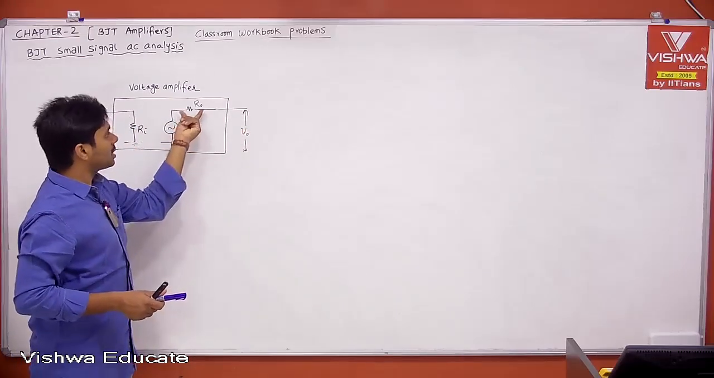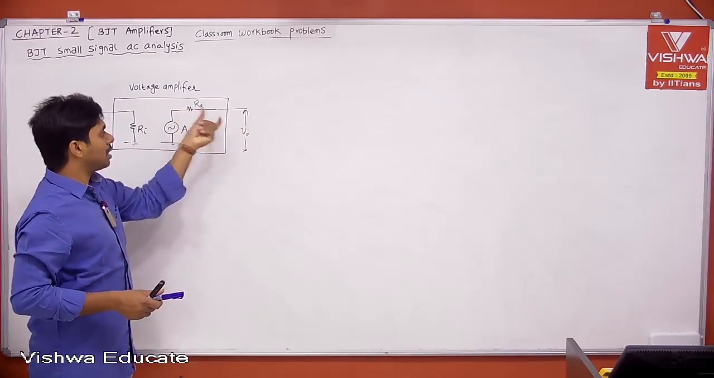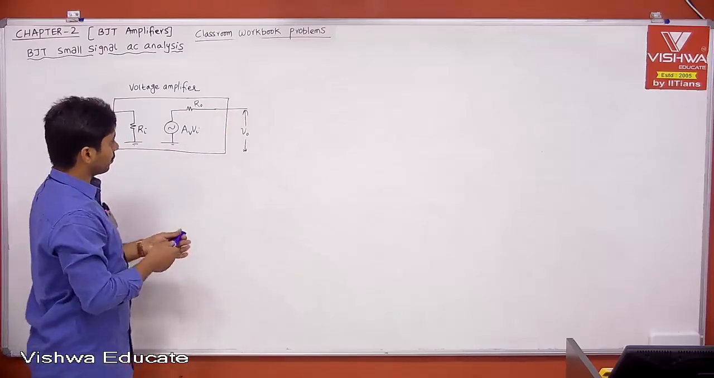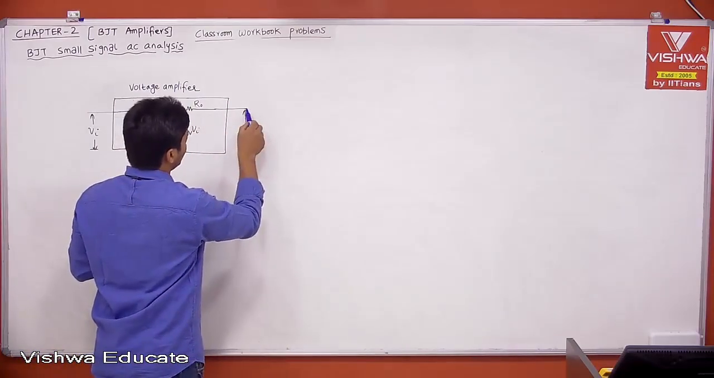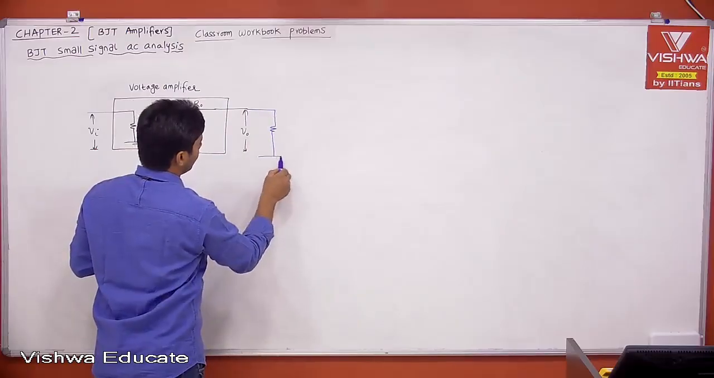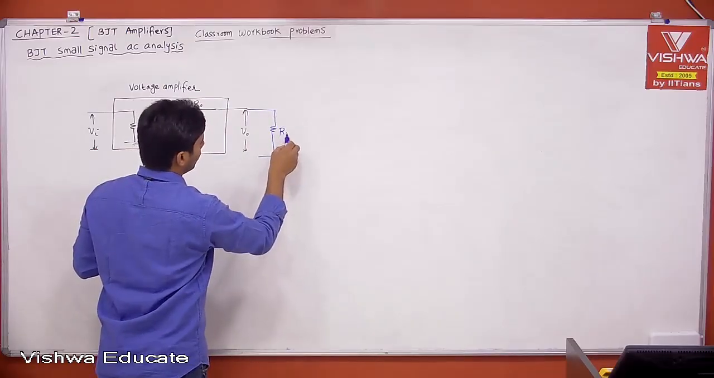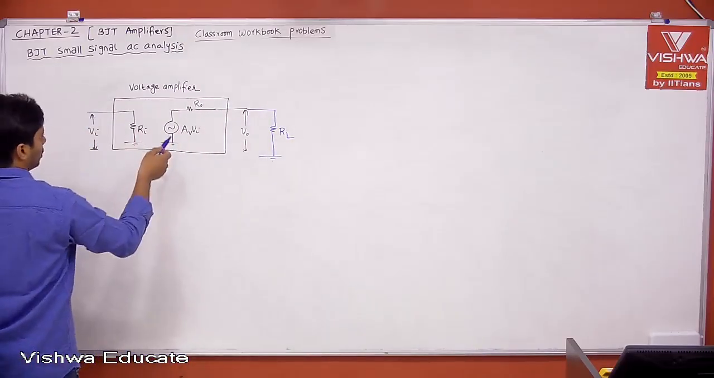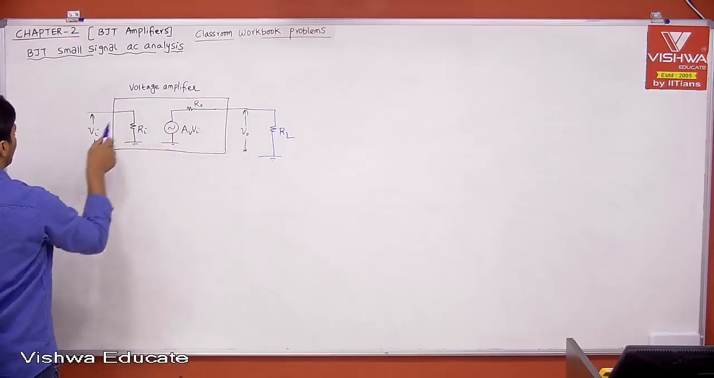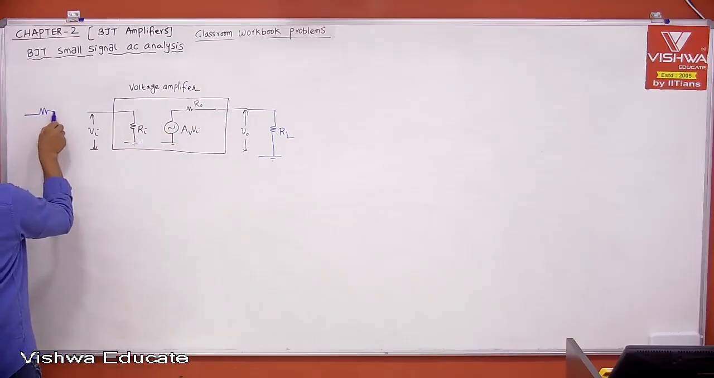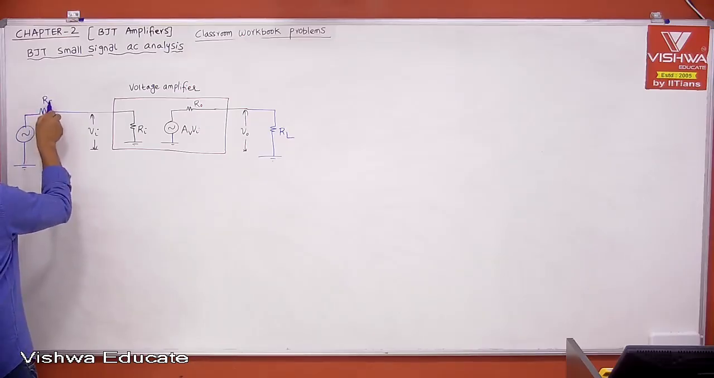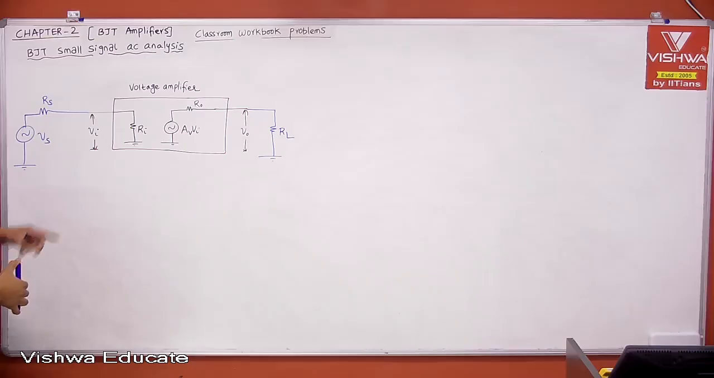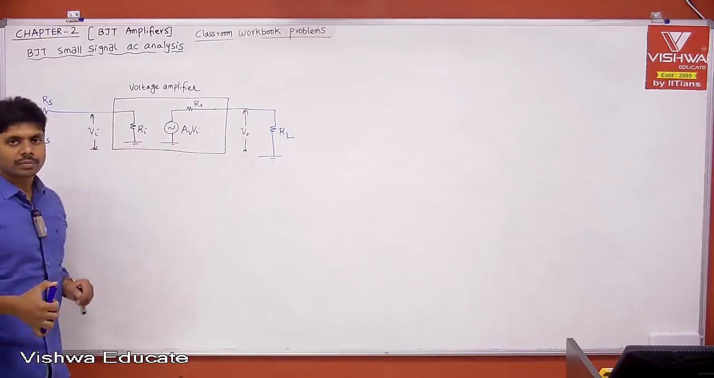But remember, because it has R0 also, therefore R0 and RL matter, because your amplifier is a voltage source for your load. This is our load, RL. And if you take the actual source, this is Vs and then Rs. Therefore input is voltage and output is voltage.